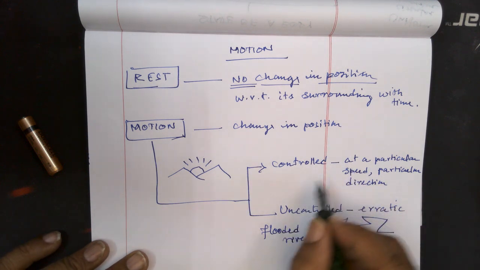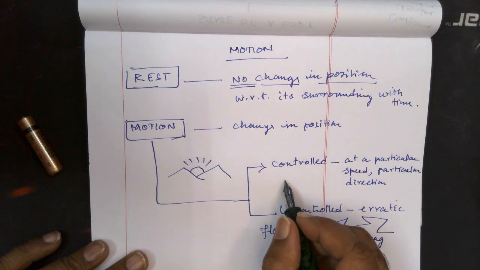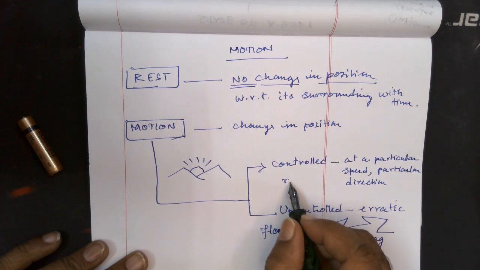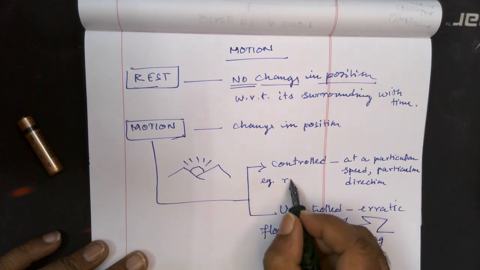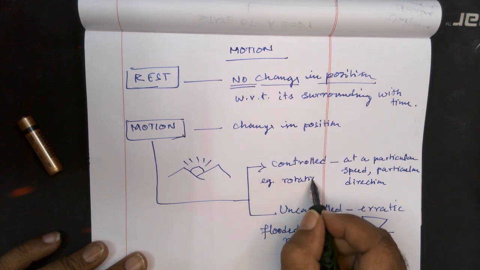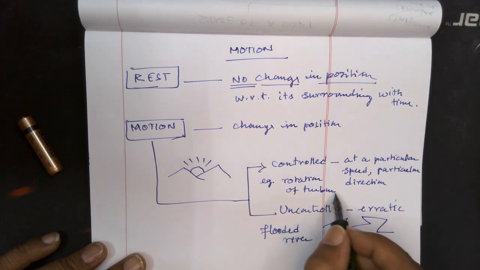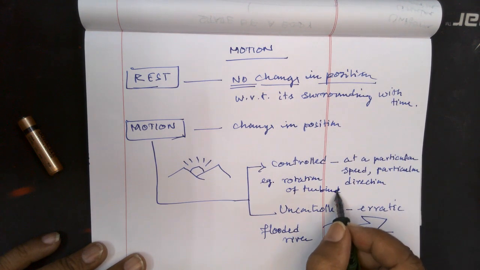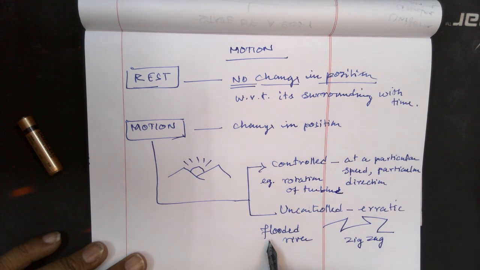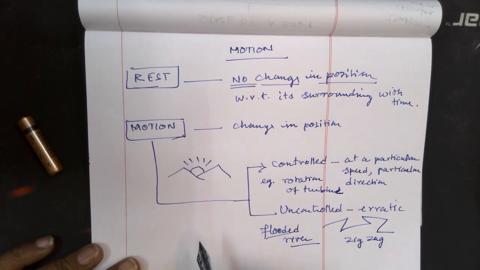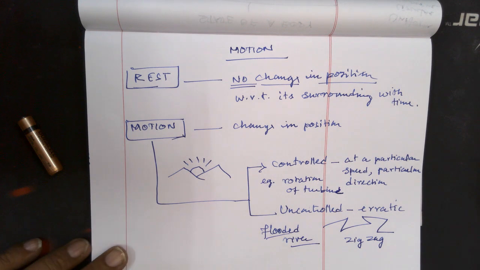Here, controlled motion, for example, the rotation of a turbine under falling water, is it not? Whereas this is uncontrolled motion, a flooded river.